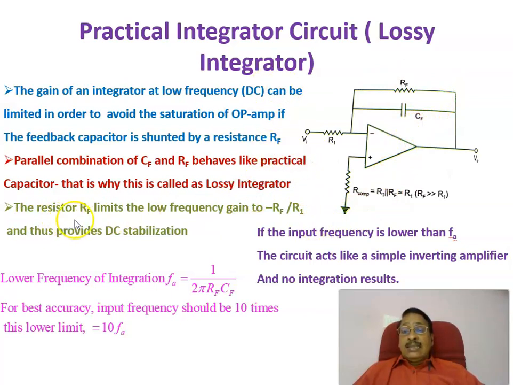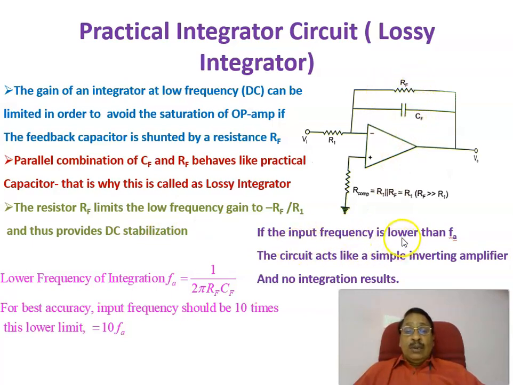The feedback resistance RF limits the low frequency gain to minus RF divided by R1. When a DC voltage comes here, it won't go into saturation, but is limited by this ratio RF divided by R1. Thus the resistor RF limits the low frequency gain to minus RF divided by R1 and provides DC stabilization. That is the idea of providing a resistance across the capacitance.